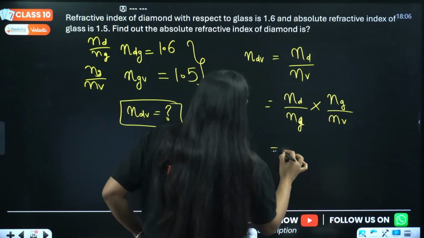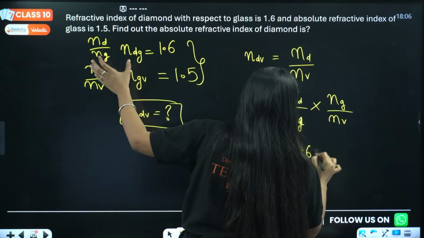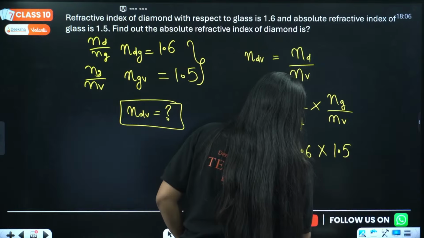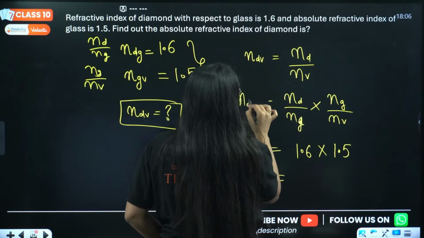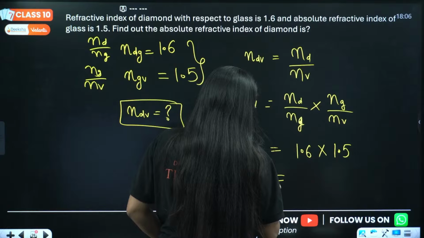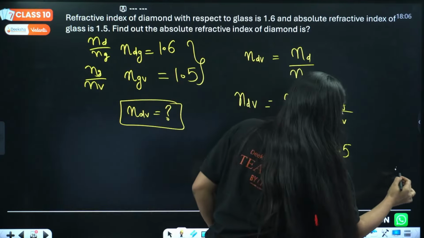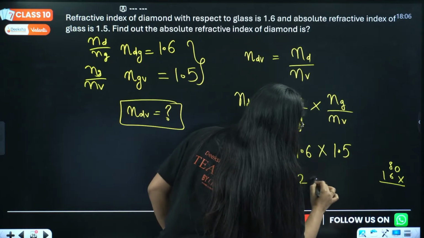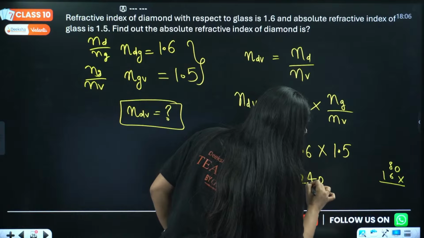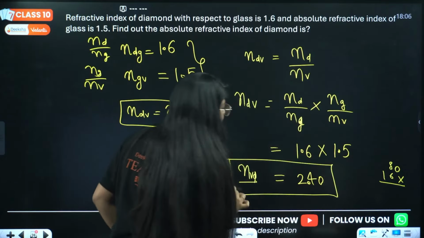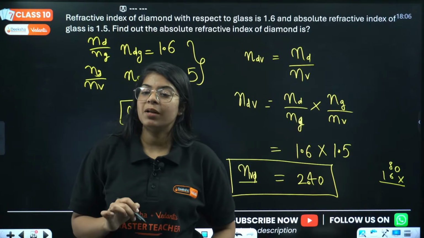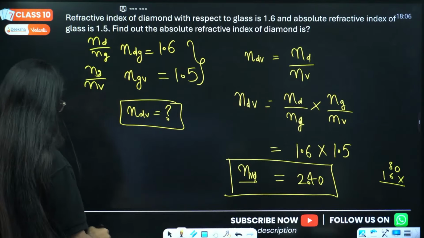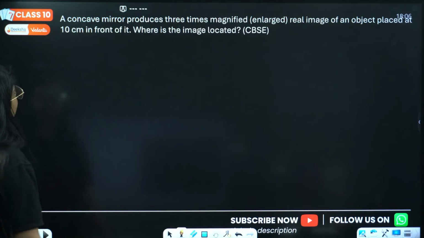Now ND by NG is given, that is 1.6, and NG by NV is also given, that is 1.5, and you can just solve them and get the final answer, correct? That will be 240 and that will be 2.4. So the absolute refractive index of diamond will be 2.4, just as Karan said. Okay? Moving on, we have the next question.